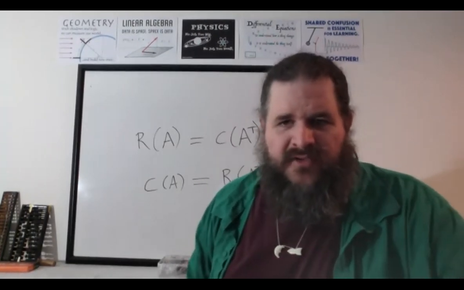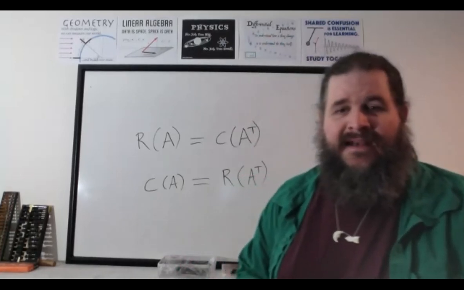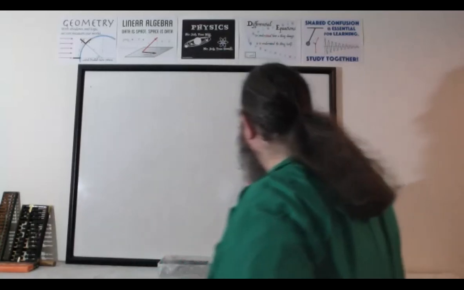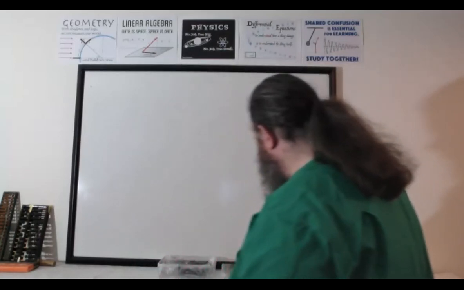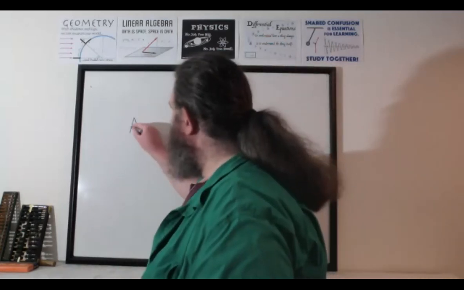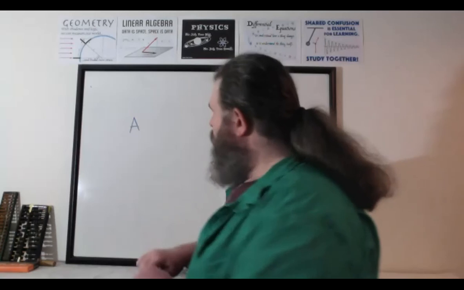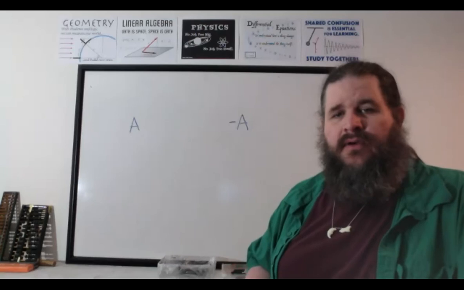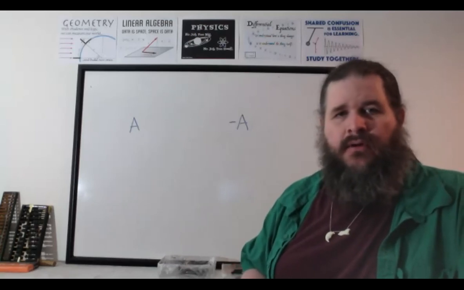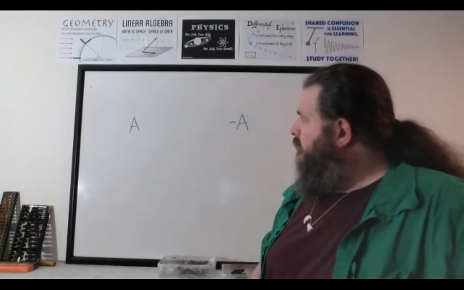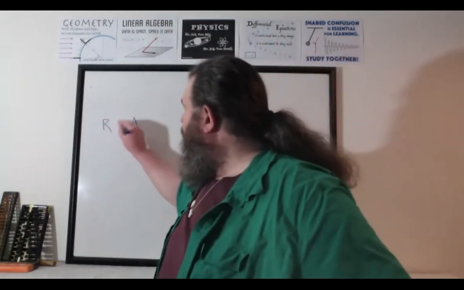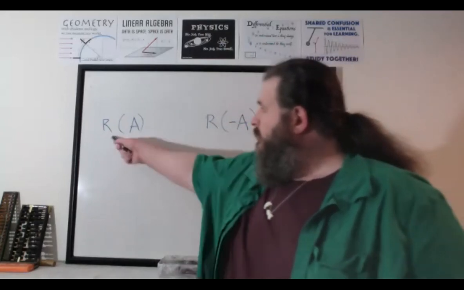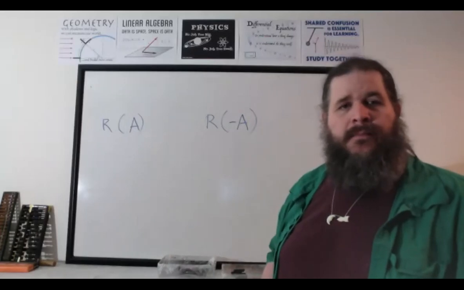The second one is: the matrices A and negative A share the same four subspaces. So if we've got matrix A and matrix negative A, the four subspaces here would be the row space, the column space, the null space, and the left null space, or null space of A transpose. If we take those one at a time, let's say the row space of A compared to the row space of negative A. Row space just means all linear combinations of the rows.